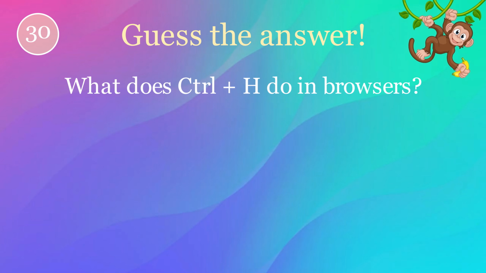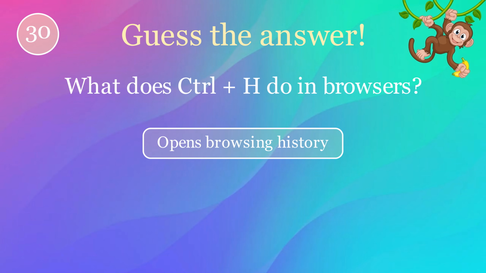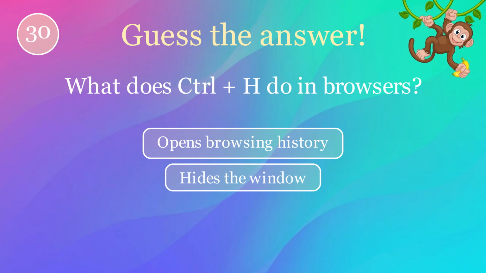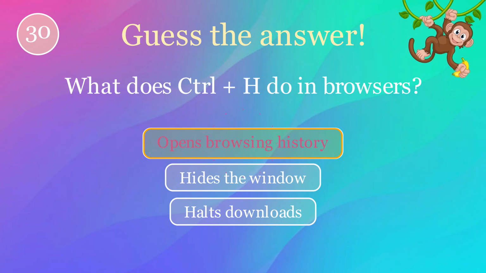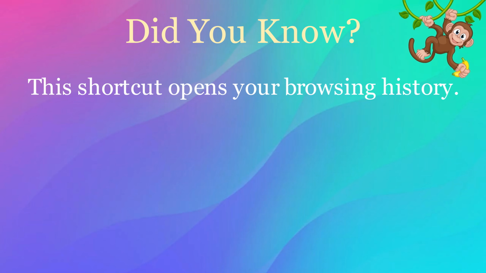What does Ctrl plus H do in browsers? Opens browsing history. Hides the window. Halts downloads. The correct answer is, opens browsing history. Here's an interesting fact. This shortcut opens your browsing history.